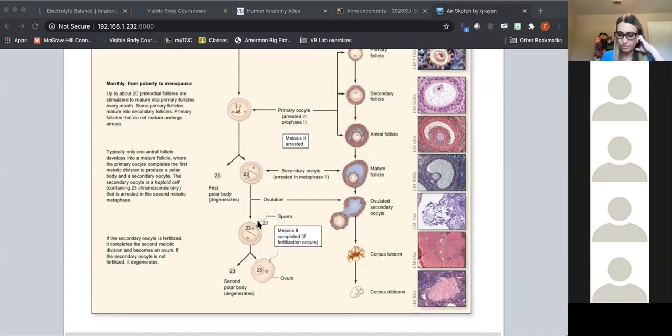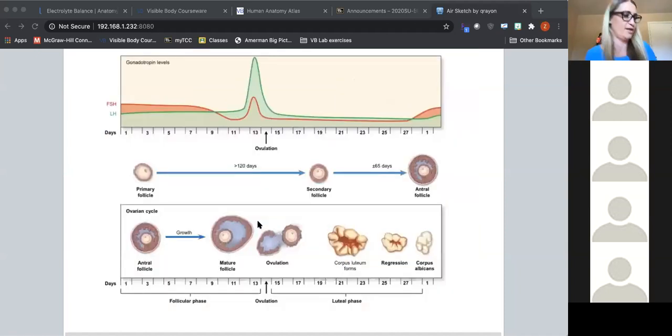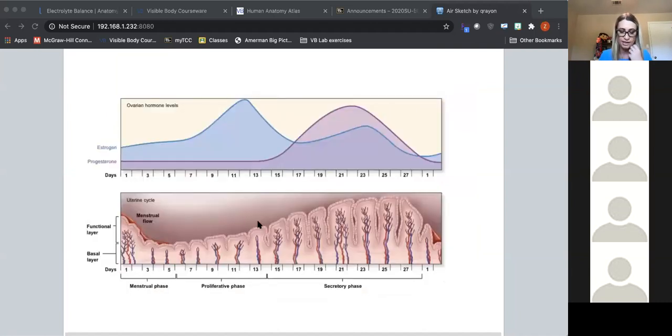Okay, so that's that. Now, I like this figure right here. This is on page 1117, and this nicely shows you what happens to the hormones, how the follicles are changing, and then at the bottom you also see how the uterine lining is changing. So you can see this right here.